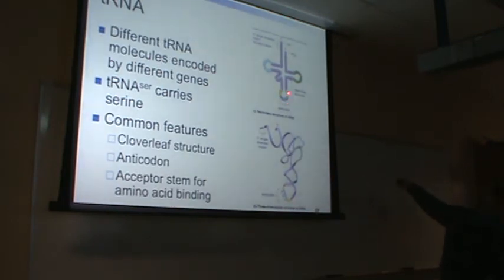Which amino acid will this one carry? CGG. Which codon will this tRNA recognize? No, which codon? Write down the codon. What's the codon this one will recognize? CGG. Which codon? From that codon, you can tell what?